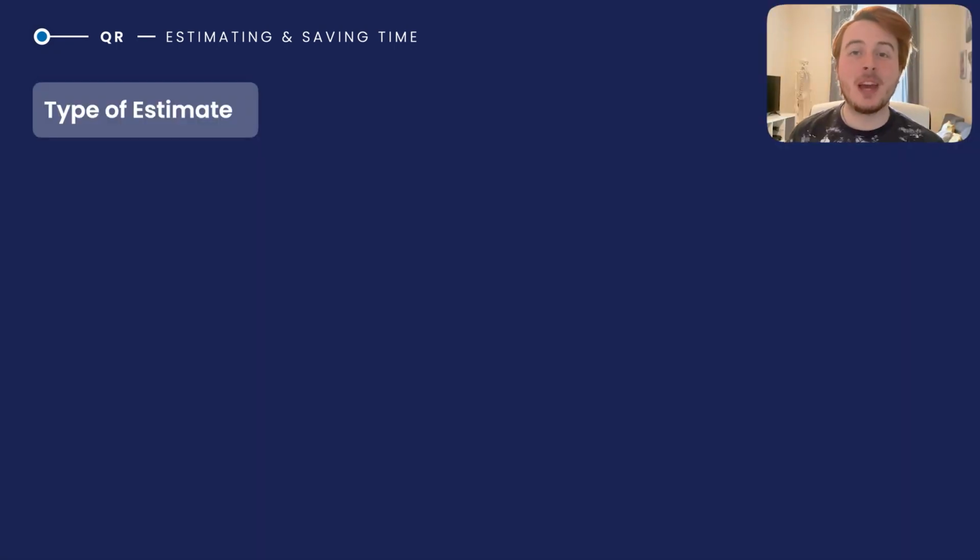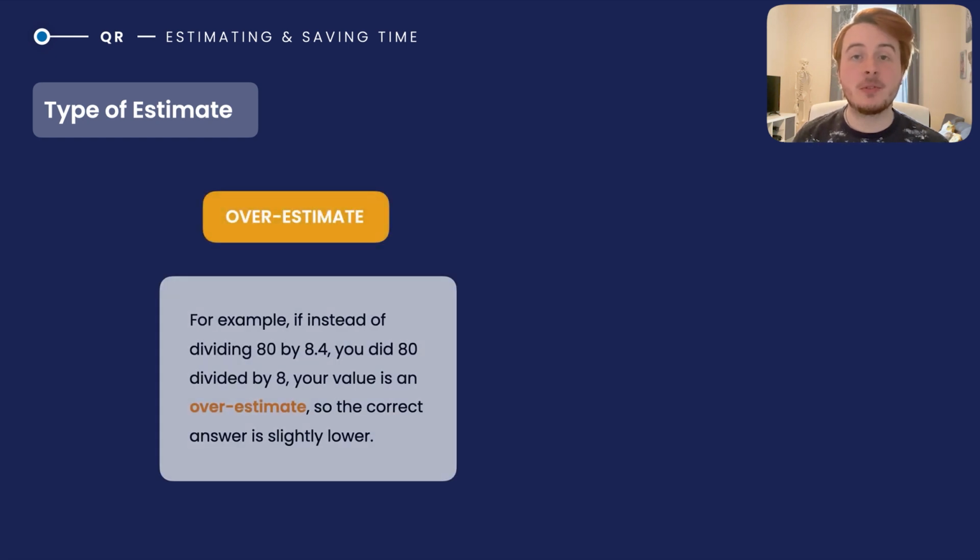So, as you just saw, we have two types of estimate. We have our overestimate, which is when the estimated answer turns out higher than we expect. An overestimate is as simple as rounding both of the multiplying factors upwards, and then we're going to get an overestimate.